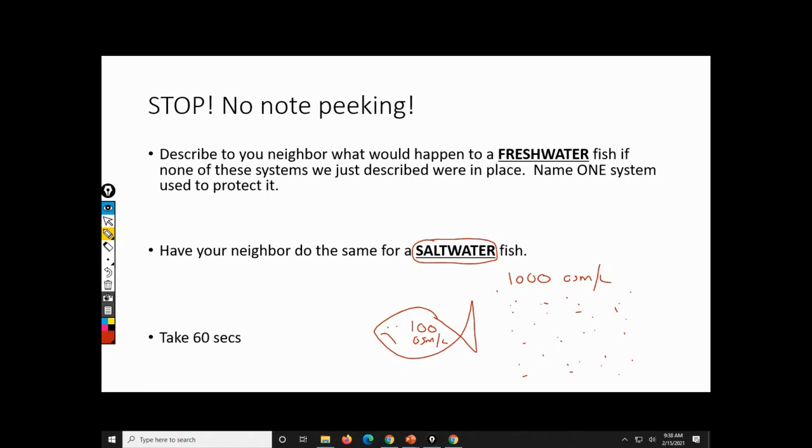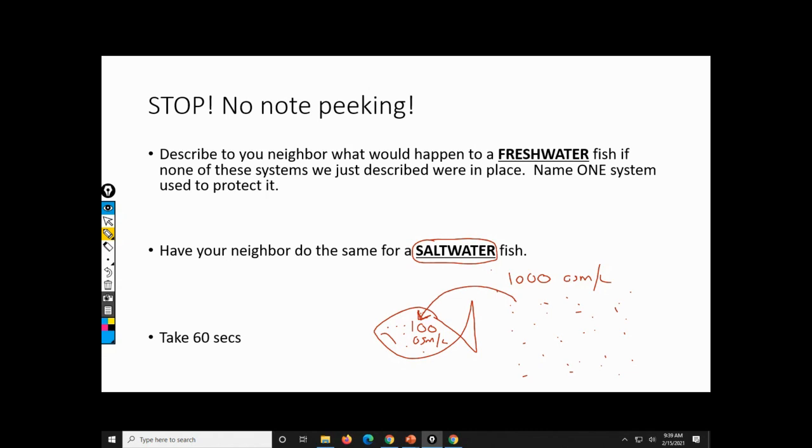Just throw myself some quick visuals. Which direction do the salts want to go? Into the fish, right? We want to go towards equilibrium. I have too much crowdedness outside, and seemingly more space inside the fish. So my solutes want to go inside.